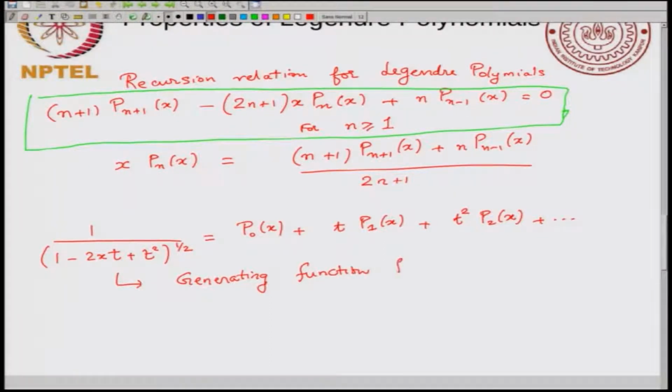Generating function for Legendre polynomials. This function generates all the Legendre polynomials just by Taylor expansion. You can do a simple Taylor expansion about t equal to 0 and you will get all the Legendre polynomials. Again, it is a very nice relation.